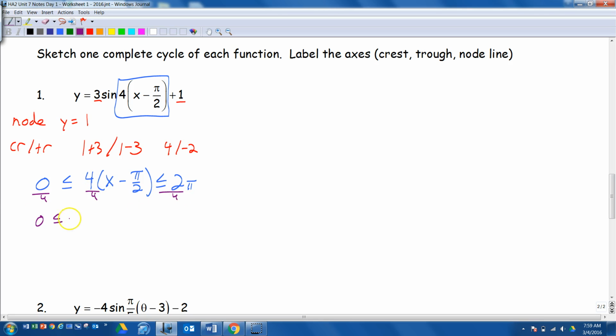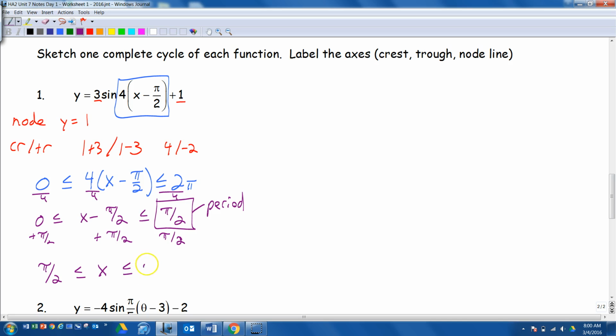So we get that 0 is less than or equal to x minus pi over 2, which is less than or equal to pi over 2. This is the period. Because what this is saying is the frequency is 4, that there are 4 graphs within 2 pi. So that means that if we want to know the period, or how long it takes one cycle to happen, it would just be pi over 2. And the last step is to do the shift. So we're shifting it pi over 2 to the right, because we're adding pi over 2, which means that our cycle will start at pi over 2 and end at pi.